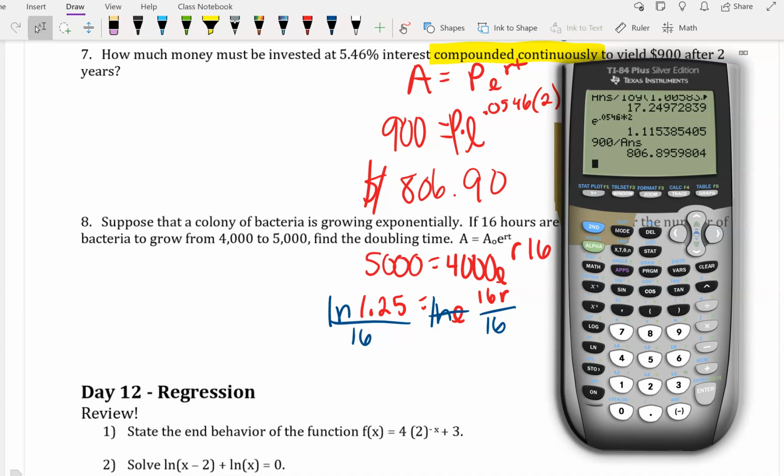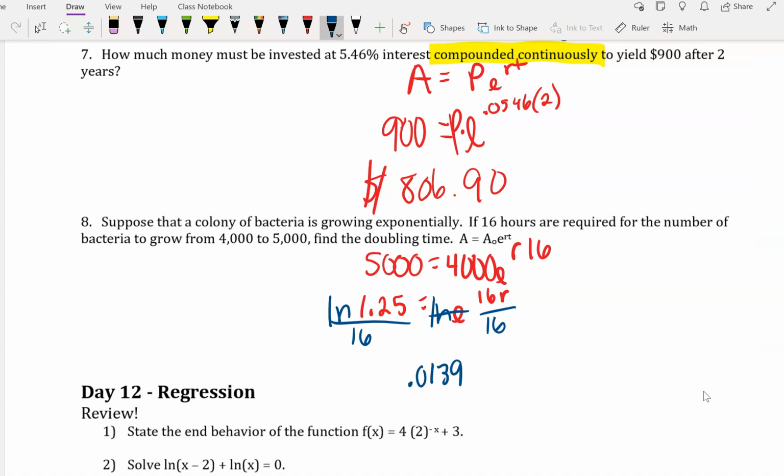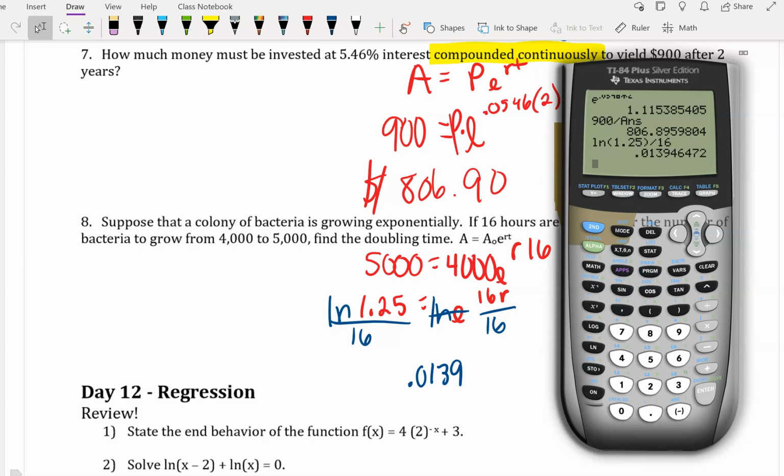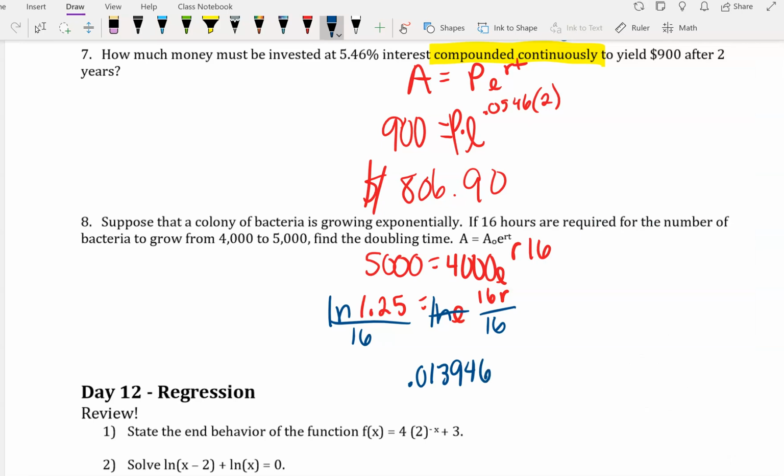So, natural log of 1.25 divided by 16. That gives us that the rate is 0.0, and I want to put this down really accurate. So 0.0139. I want to put a lot of decimals on so I get a pretty accurate rate. 46472. And that's going to be our R value. But R isn't what we wanted. We need to use that R value to find the doubling time.